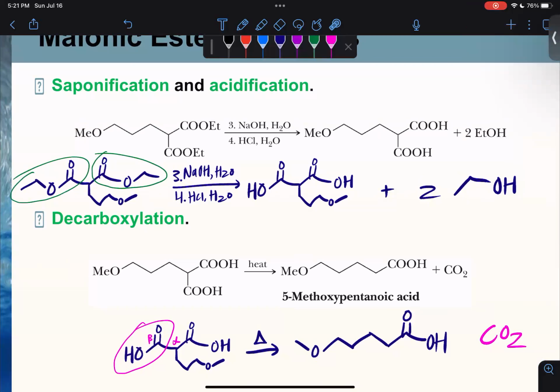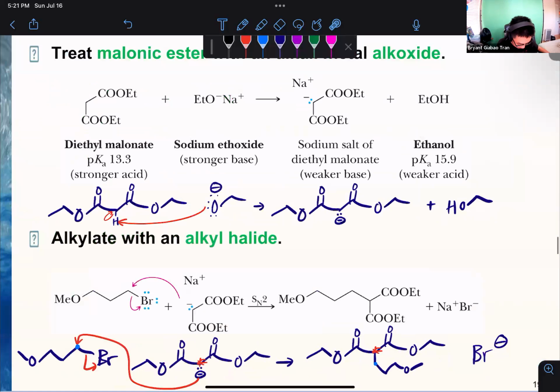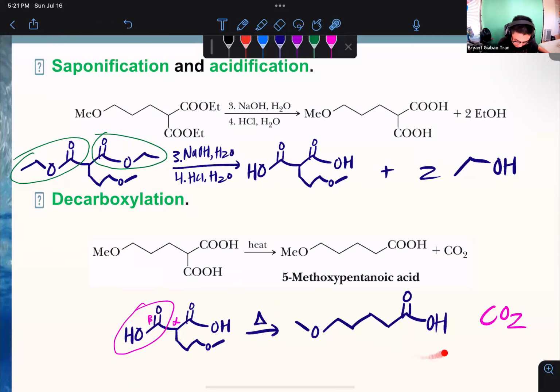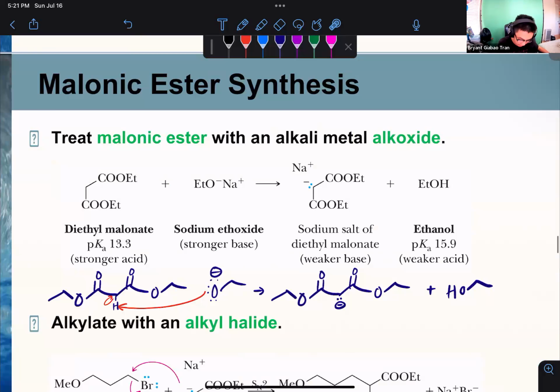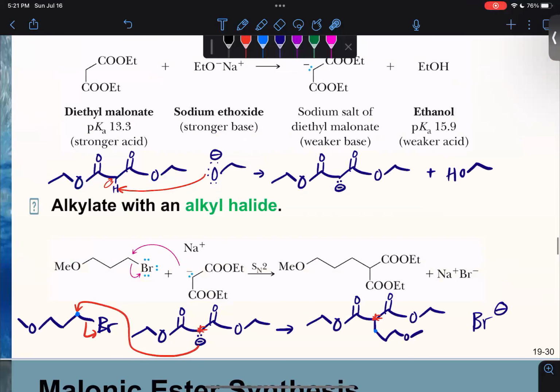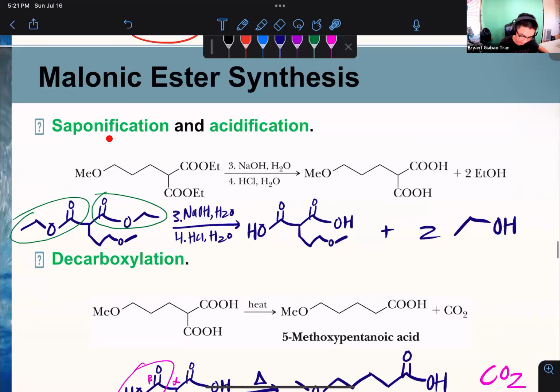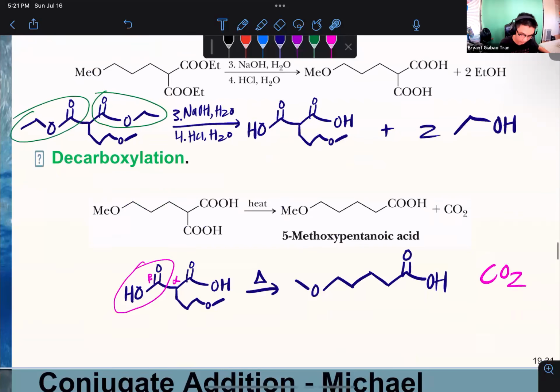This is step number 3. This is step number 4 for decarboxylation. The first step is to make the enolate anion nucleophile. The second step is to do an SN2 reaction. And then the third step is saponification. And then the fourth step is decarboxylation.